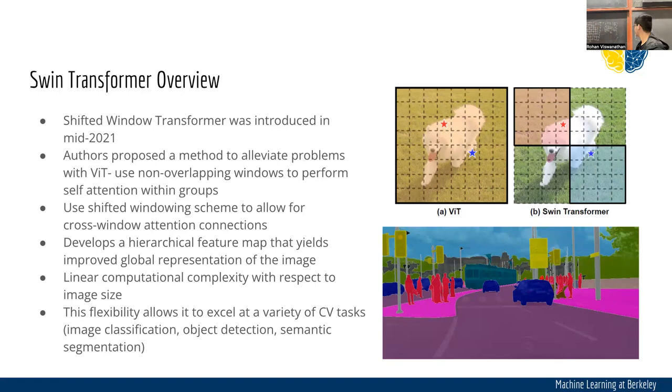So essentially, you start off with really fine, not quite pixel by pixel, but really small groups. Then you combine these tiny groups, called patches, into windows. You perform attention within these windows, and then you combine these windows together and perform cross attention. So now you're performing attention within two things that previously were not attended to. Using the shifted windowing scheme allows for cross-window attention connections.